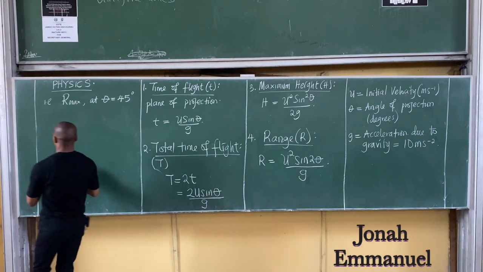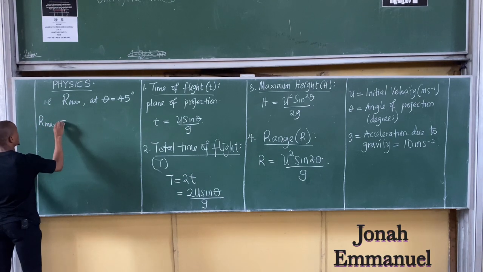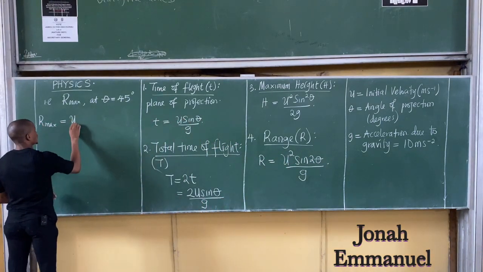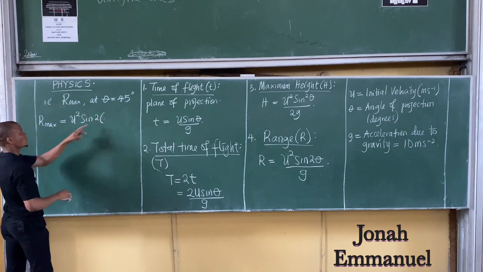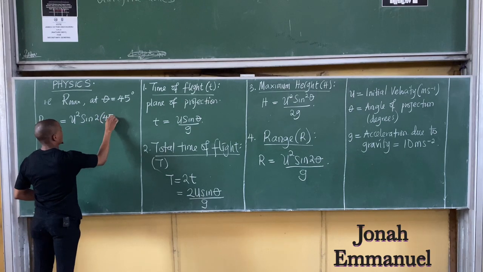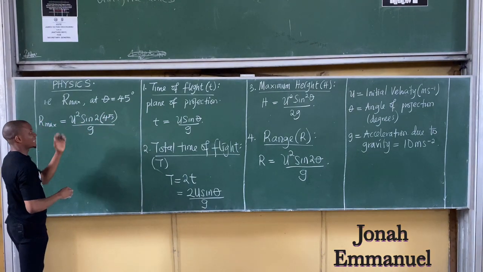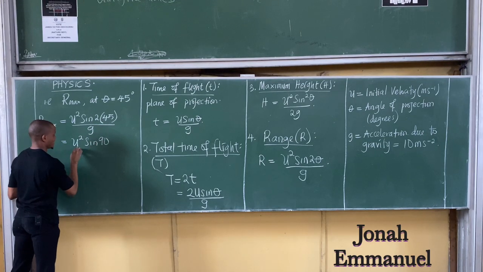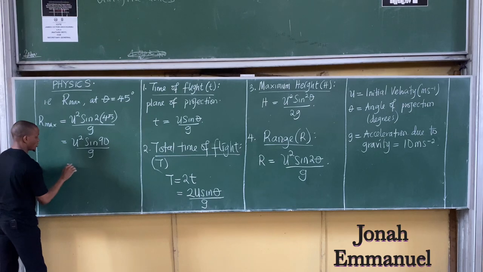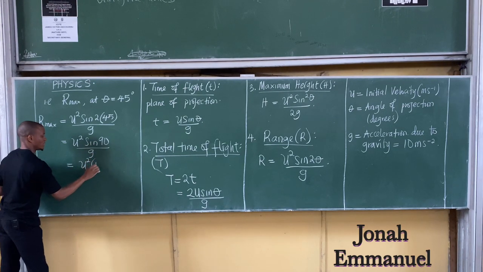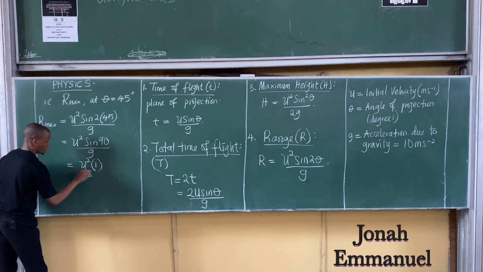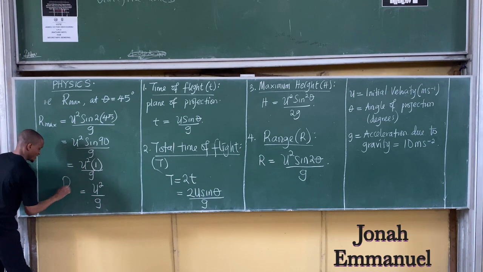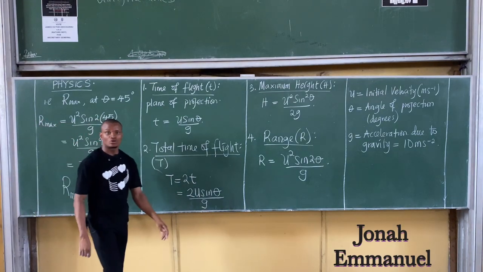It means that R max, instead of R now, is equal to, from here, u squared sine 2 theta all over g. So for R max, theta is 45 degrees. It becomes u squared sine 2 times 45 all over g. This is equal to u squared sine 90 all over g. What's the value of sine 90? Sine 90 gets 1. So it's now equal to u squared times 1, which is u squared over g. That means R max is equal to u squared over g.